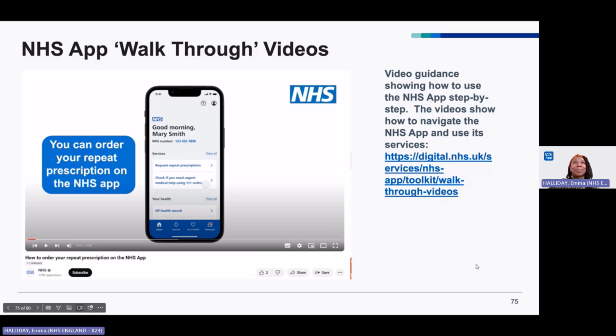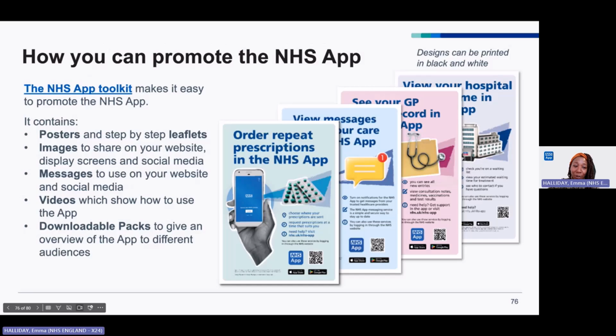and it's just something that they can watch really quickly. And then we have got our toolkit, which has a wealth of information, promotional materials, posters, step-by-step leaflets, and we heard from some practices that they do have drop-in sessions, and then they invite people to find out about the app and they use some of this information, which I'm sure a lot of you have been doing.